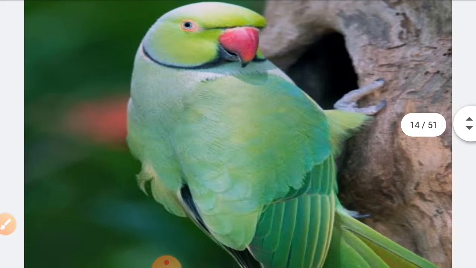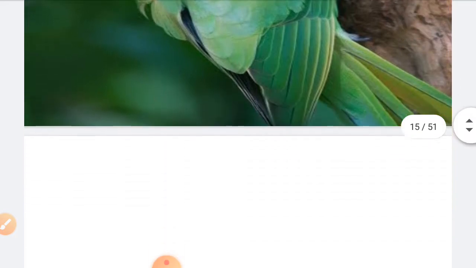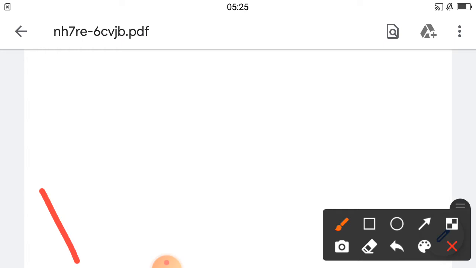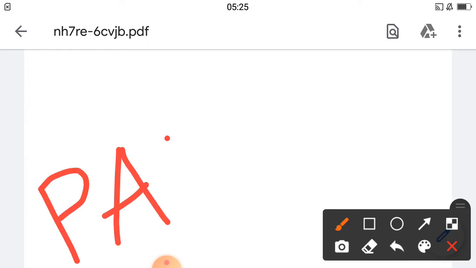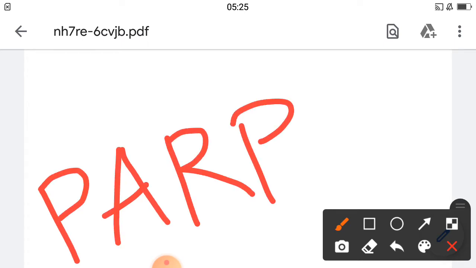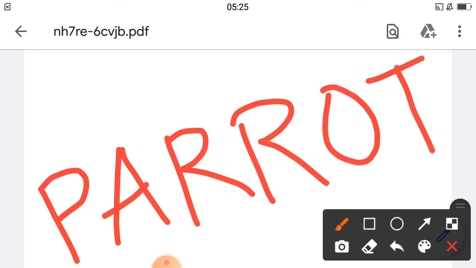Now, what do you see in this image? Yes, this is a parrot. The name of this bird is parrot. P-A-R-R-O-T, parrot.